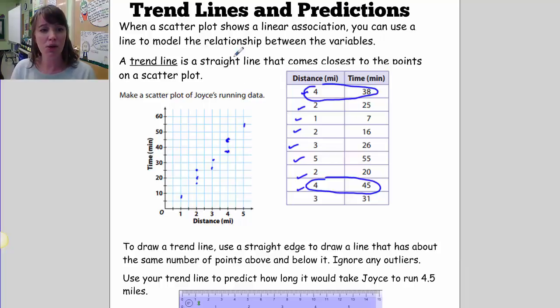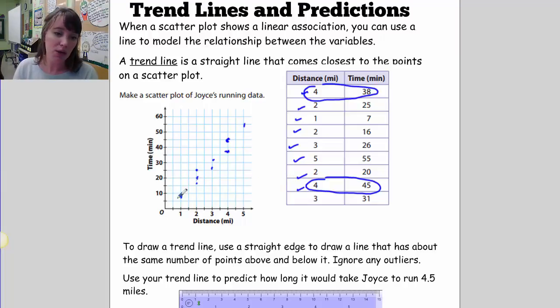Okay. So when a scatter plot shows a linear association, you can use a line. This shows a linear association because, again, we talked about clusters, and these points appear to be clustered around a line, as opposed to something that's curving upward. When this is the case, we can use a line to fit. We call it fitting to the data. We can use a straight line to generalize about the distance that she runs versus the time it takes her to run that in a day.